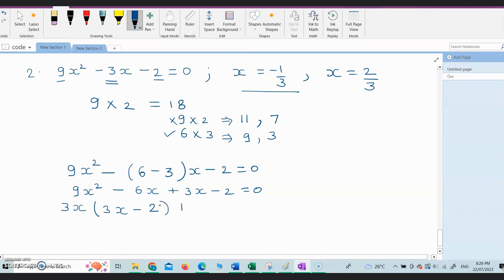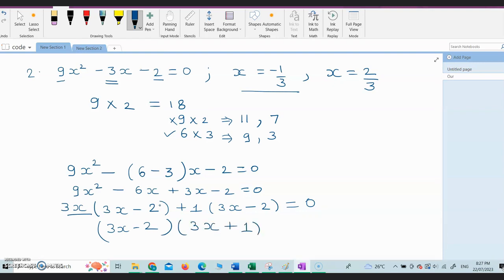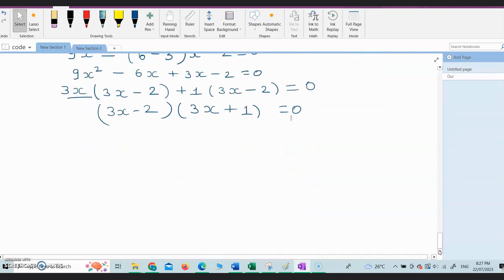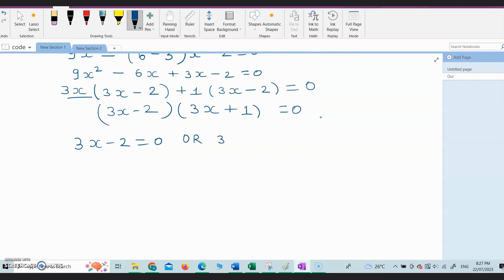Now for the 3x minus 2, we will take 1 as a common because nothing else is common here. So it will be 3x minus 2 equals 0. Now we are taking 3x minus 2 common from here. So 3x minus 2, if I take it common, 3x will be left. So I will write it in another bracket, plus 1 equals 0. Now we will apply zero product rule over here. That means either 3x minus 2 is equal to 0 or 3x plus 1 is equal to 0.